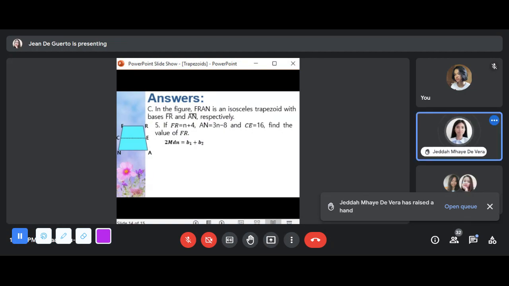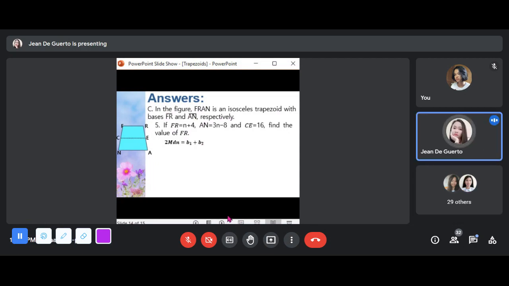Ma'am, 13 po. Okay, check natin yung 13. So, twice the median. Ano yung median natin? Anong value ng median? We have 16 po. 16. So, twice 16. 2 times 16 is equal to base 1 plus base 2. So, n plus 4 plus 3n minus 8. So, simplify. 2 times 16 is 32. Then, n plus 3n. For the constants, 4 plus negative 8, you have negative 4.